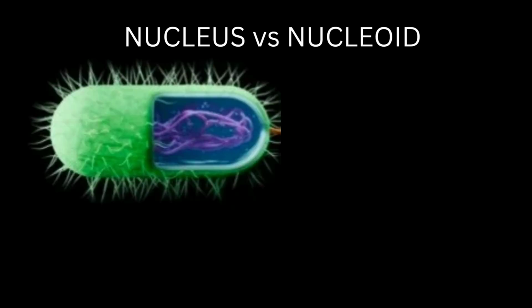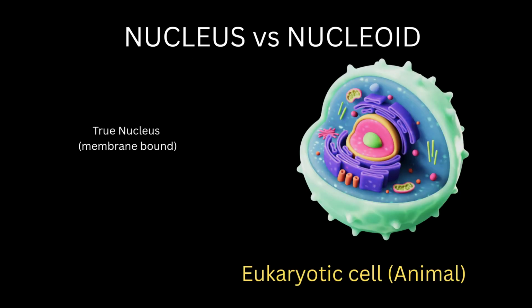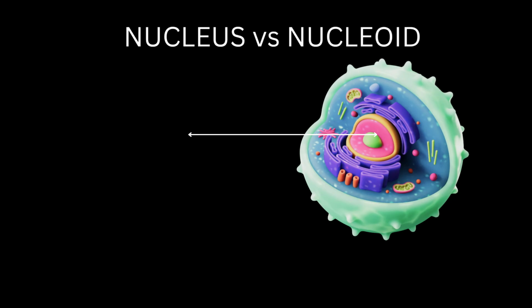Not all cells have a true nucleus. In prokaryotes like bacteria, DNA floats freely in a region called the nucleoid, with no membrane around it. But in eukaryotes like animal cells, DNA is enclosed within a true membrane-bound nucleus.